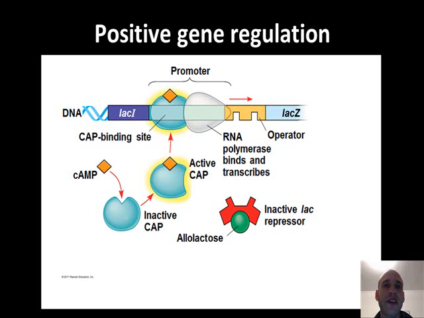So we looked at 2 previous examples with the trp and lac operon involving negative gene regulation, where the active repressor is binding to the operator and causing gene expression to be turned off. And now we're going to look at positive gene regulation, which is also happening at the lac operon at the same time.